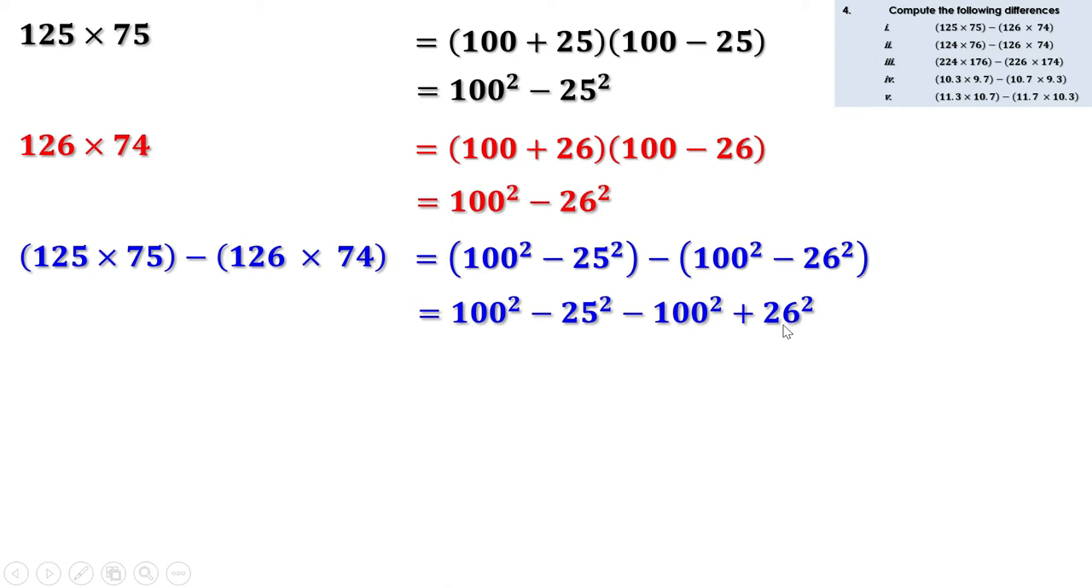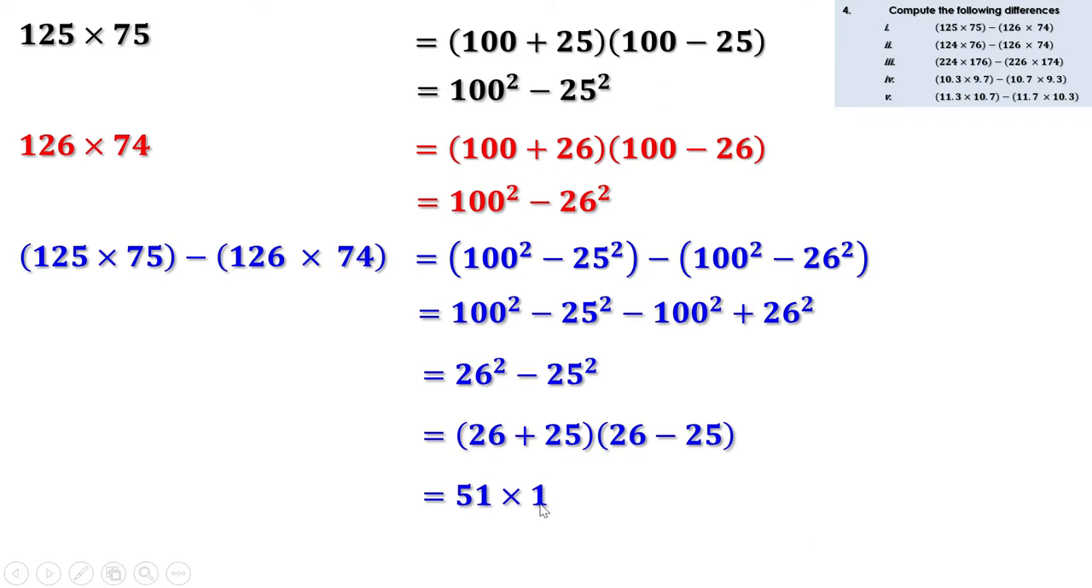Let us write the positive term at first. Then we can write 26 square minus 25 square. We know a square minus b square is (a plus b) into (a minus b). So this can be written as (26 plus 25) into (26 minus 25). 26 plus 25 is 51 and 26 minus 25 is 1. So this can be written as 51 into 1, and that is equal to 51.